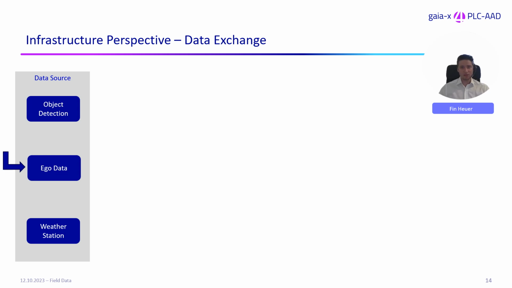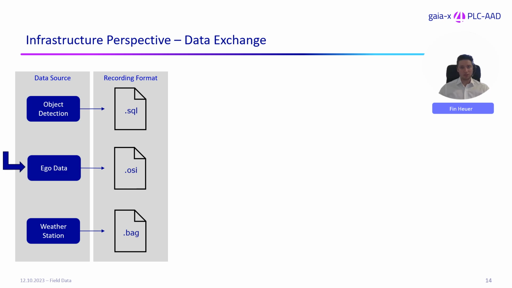These data sources all have different recording types, and these are, for the object detection data, SQL database information, and for the ego vehicle data, it's already converted into the common data format ASAM Open Simulation Interface. And the weather station information is recorded in the ROSBAG file format Daniel already introduced you to by the Robot Operating System. In order to align this data, we need to post-process it and convert it.